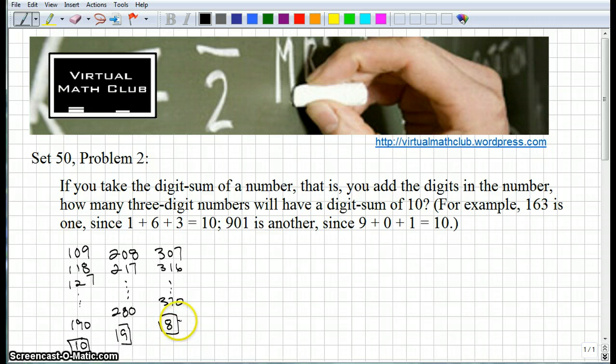Alright? And if we keep going, you can see we're going to get one less each time, right? Because the next one is going to be like 406, and the biggest one will be 460, 0 through 6, that's 7.